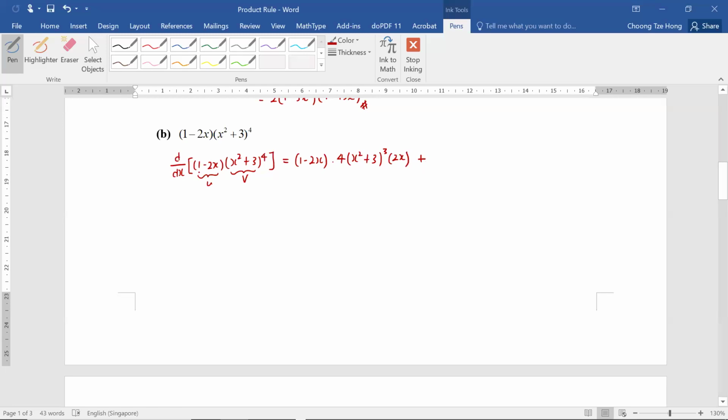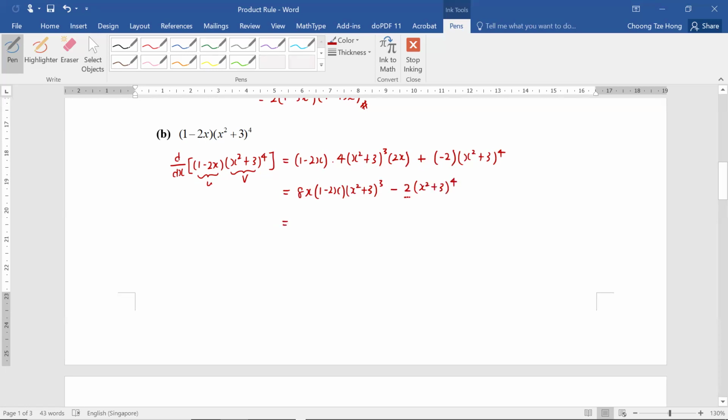Plus, now we will differentiate the u. Differentiating u will give you negative 2. Then (x squared plus 3) to the power 4. Let's tidy up a bit first. 4 times 2x will give me 8x. (x squared plus 3) cubed. Then over here minus 2, (x squared plus 3) to the power 4.